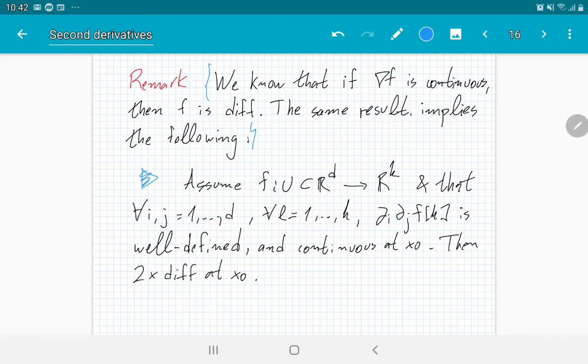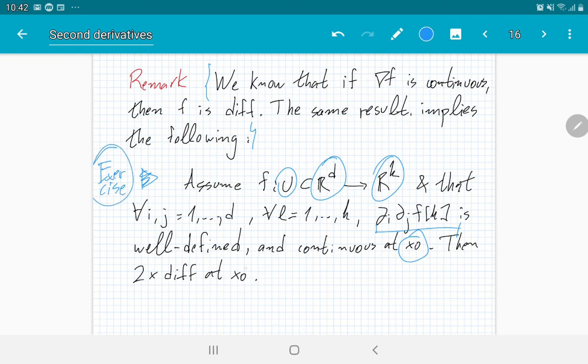I'm actually going to do it in a multivariate setting. You have a function between R^d and R^k. Assume that all partial derivatives are well defined at all points of U, and moreover that they are continuous at x naught. Then you can show that f is twice differentiable at x naught. The proof again is an exercise.